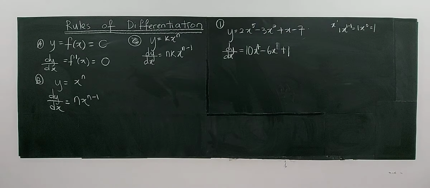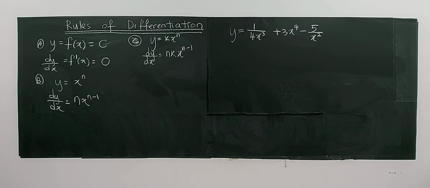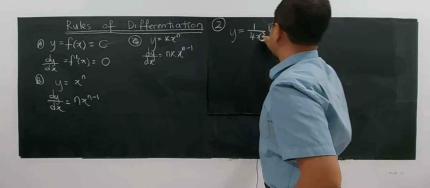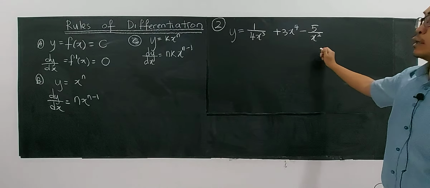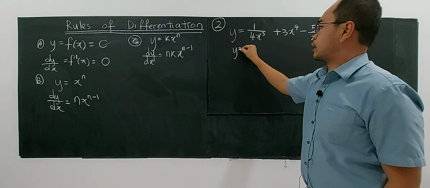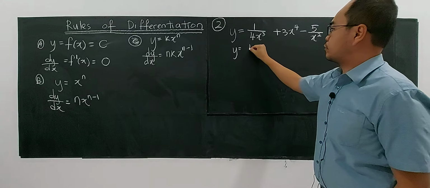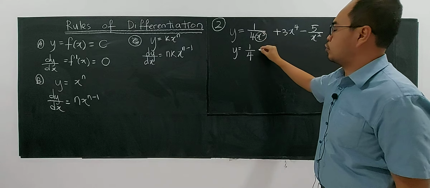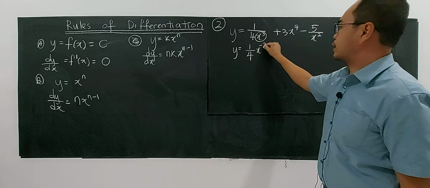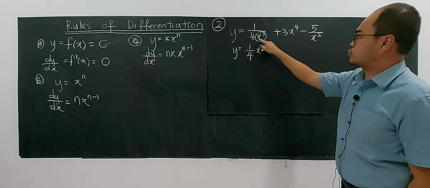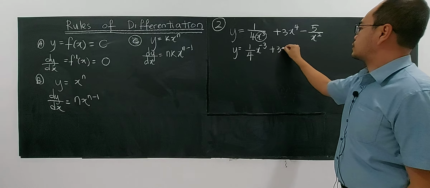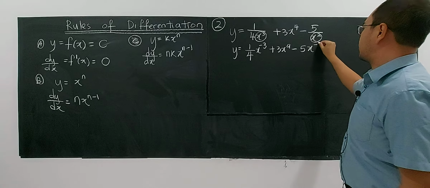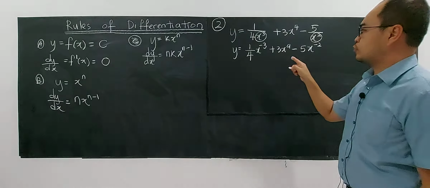Alright, so let's look at the second example. Let's look at this example 2 here. This is also a function y, and you can apply the basic rule here. So we can rewrite this thing. Before you differentiate, make sure you rewrite, because this x power of 3 is on the denominator. You can write it as x to the power of negative 3, right? Followed by 3x power of 4. This one also, x power of 2, you can rewrite as x to the power of negative 2. This is before you differentiate.